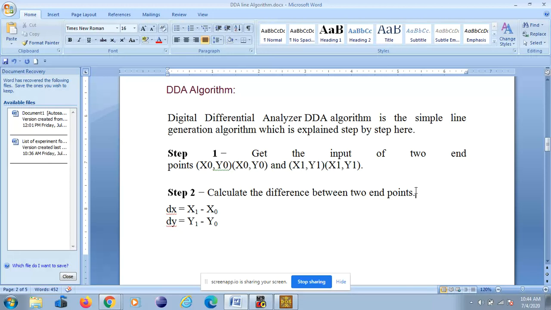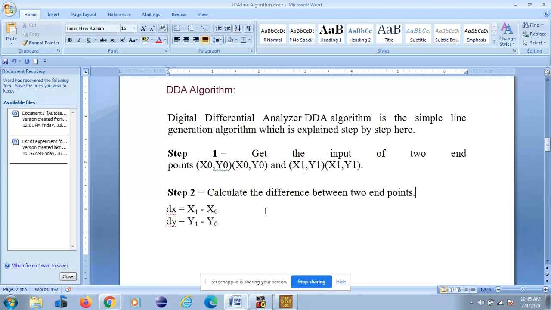So basically, first understand the algorithm step by step, how the value will be calculated and how the intermediate points will be generated. Based on that, if you implement this program, you can easily understand it. In the first step, we take the input of the two endpoints, along the x coordinate and along the y coordinate. So we will take two values.